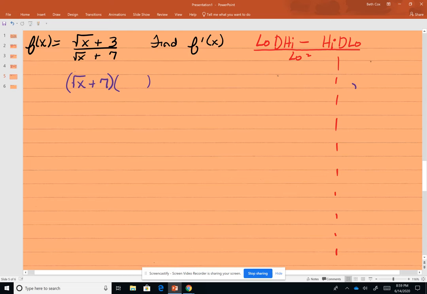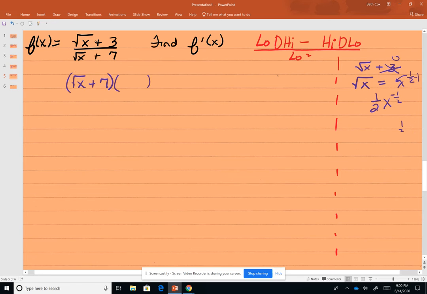So again, one more time for those that didn't see it the first time. The derivative of the square root of x plus 3, well, the square root of a constant is 0, so I don't have to worry about that. And then the square root of x is x to the 1/2. And using our power rule, we put the 1/2 in front, and then we subtract 1. So we have 1/2 minus 1, which is a negative 1/2.